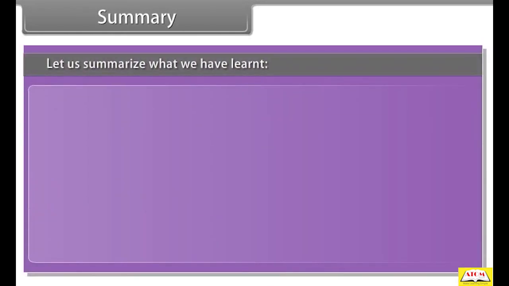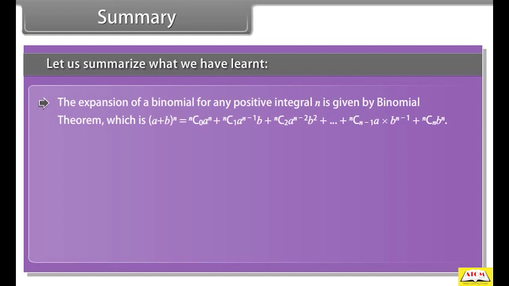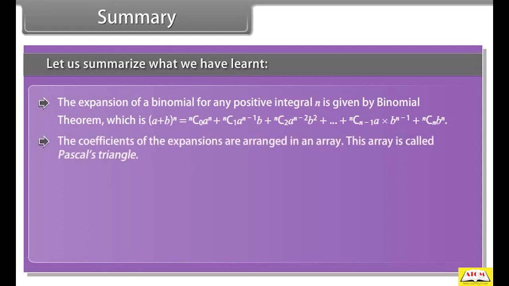Summary. Let us summarize what we have learned. The expansion of a binomial for any positive integral n is given by the Binomial Theorem. The coefficients of the expansions are arranged in an array. This array is called Pascal's Triangle. The general term of an expansion.